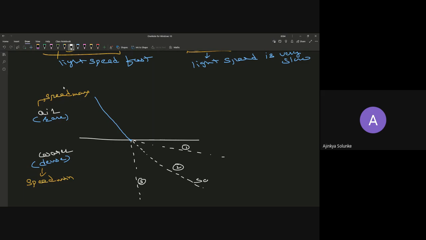This means the speed is same. This means the speed has increased actually. And this means the speed has decreased. Now tell me, which path will you go for?